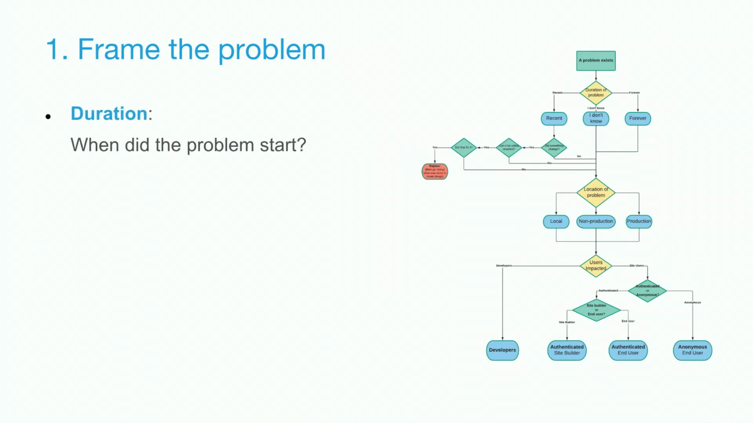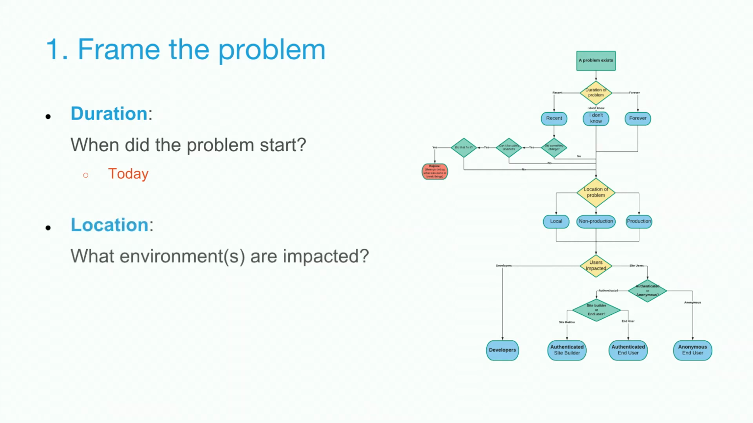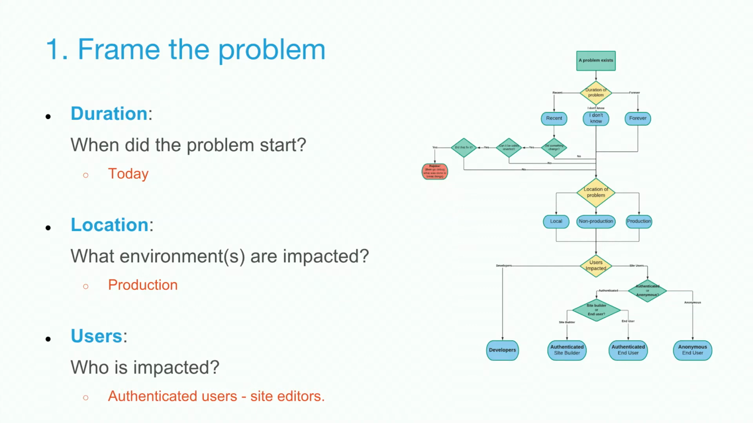So when did the problem start, first of all? And in this section, we're actually going to be answering these questions. The problem started today. Where did the problem happen? A live site to an end user who was impacted. Again, an authenticated site editor, someone who logs in and then tries to do their job.